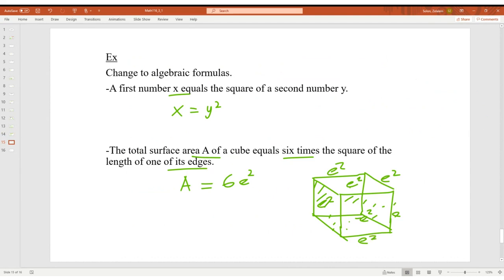So we have 1, 2, 3, 4, 5, 6 E squares. Each side is E squared, E times E, because area is length times width. That's why we have 6 E squared.